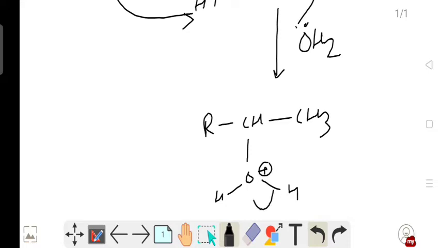After that, this bond will break to neutralize this oxygen atom, and the final product is RCH with OH and CH3. This is the final product.